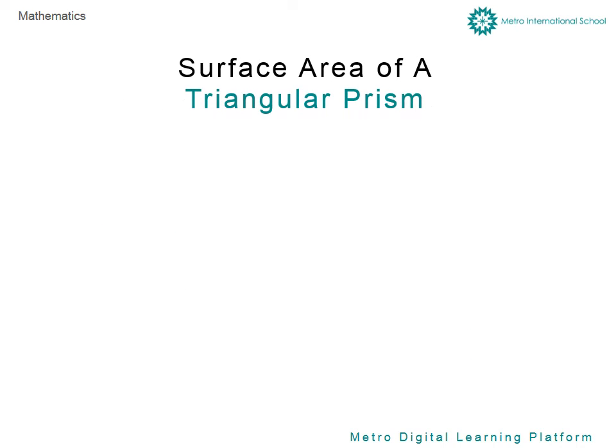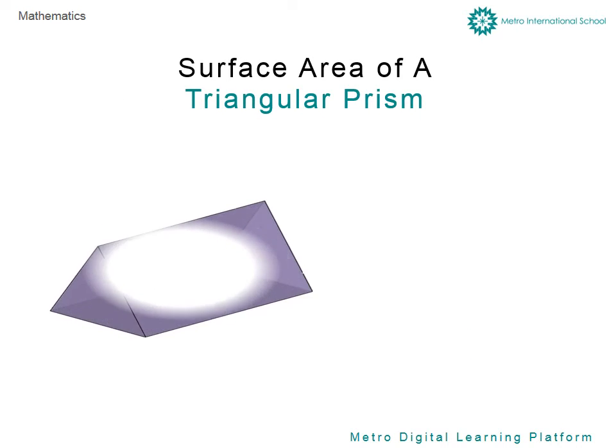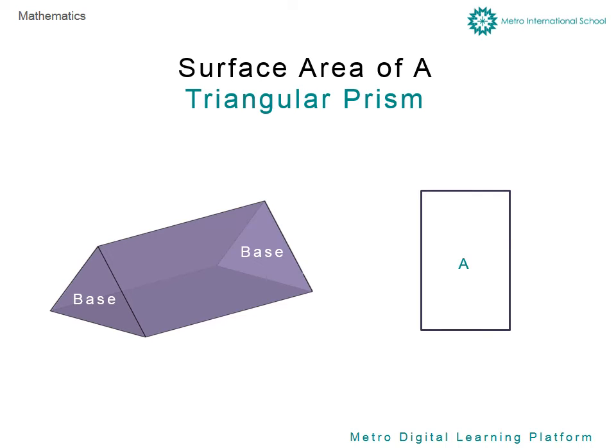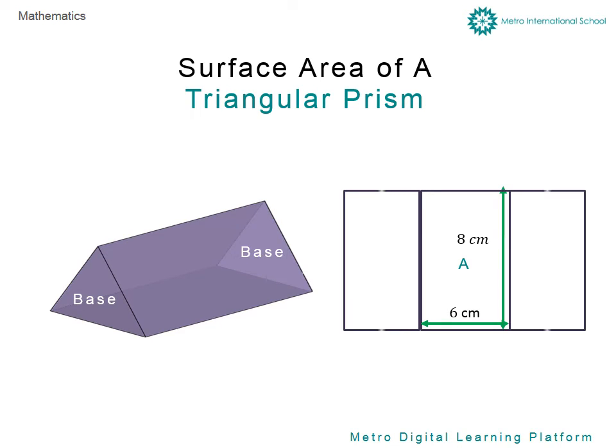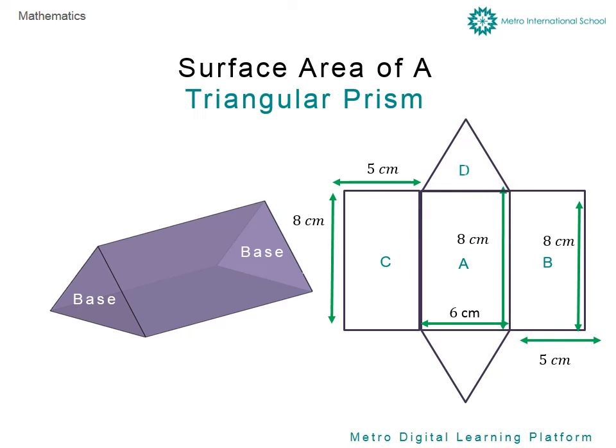Surface area of a triangular prism. A prism is a three-dimensional shape with 2 identical shapes facing each other. These identical shapes are called bases. The prism has a rectangular base A measuring 8 cm by 6 cm. It has 2 rectangular faces B and C that measure 8 cm by 5 cm, and it has 2 triangular faces D and E, each with a base length of 6 cm and a perpendicular height of 4 cm.